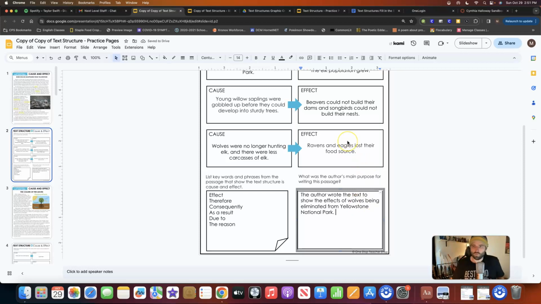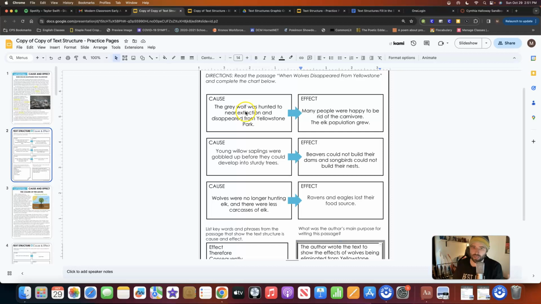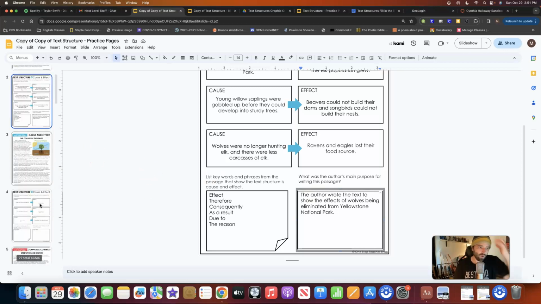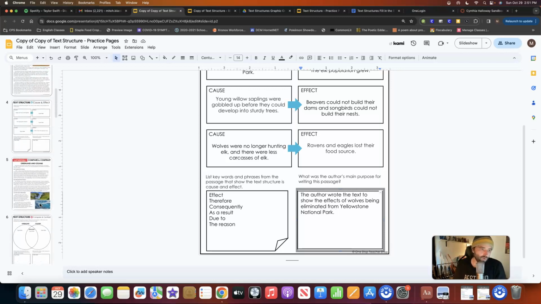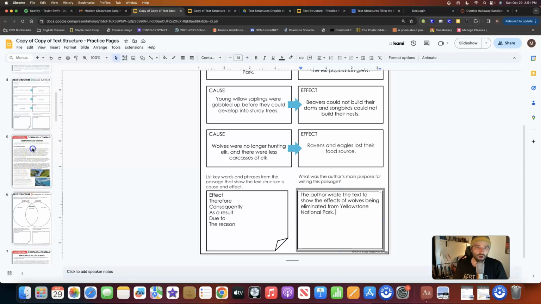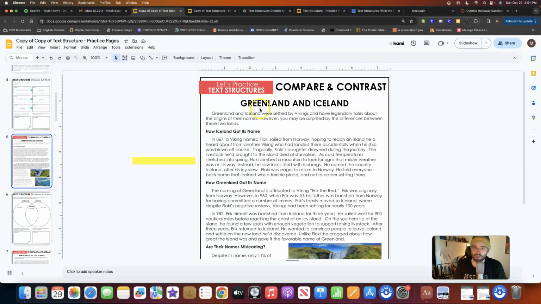We do this because each one of these is all about the wolf being eliminated, and each one is a problem that was created because the wolf was eliminated. So the author wrote the text to show how one thing led to another, how getting rid of the wolf led to this. I do not have time to go deep into another one right now. If I feel we are struggling later in the week, I will go into another one.